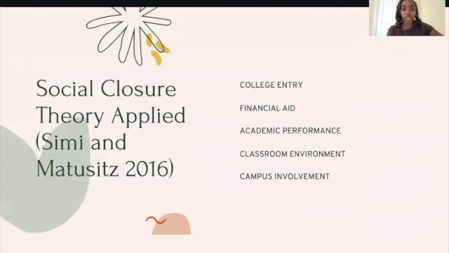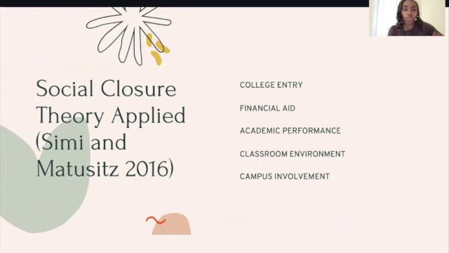Semi and Matusitz define social closure theory as dominant group members keeping resources and opportunities only for people who share similar traits. By doing this, other groups are prevented from benefiting from those resources. The dominant group regulates exposure to resources and opportunities through omission. If you don't know it exists, you can't benefit from it. This behavior of omission is not always on purpose. Sometimes it may happen subconsciously or through traditional practices.